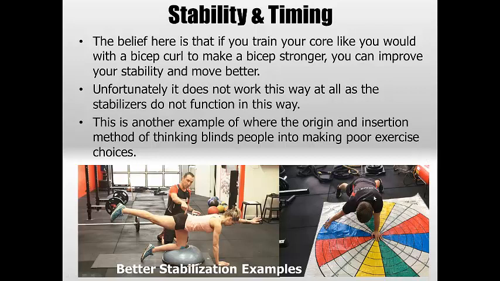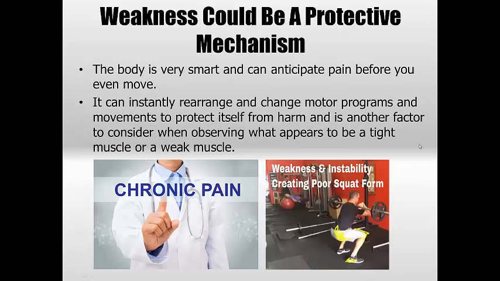It's not like there's one muscle on the job that we're working on. There are multiple muscles, but we will develop strength in the serratus anterior and strengthen the core with both of these if they're done well. Weakness could be a protective mechanism. So this is the last thing. The body's very smart, it can anticipate the pain before you even move, so it can instantly rearrange and change motor programs and movements to protect itself from further harm.